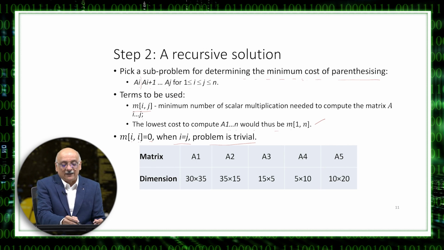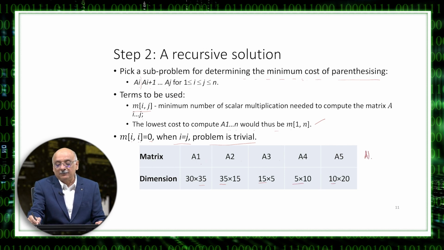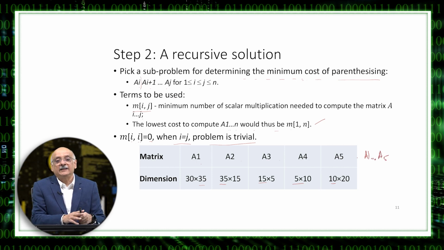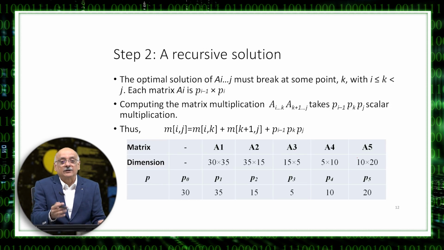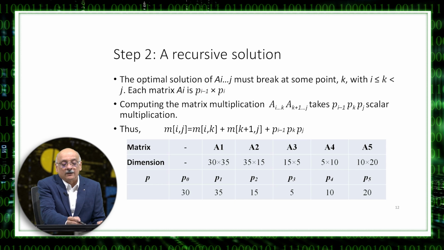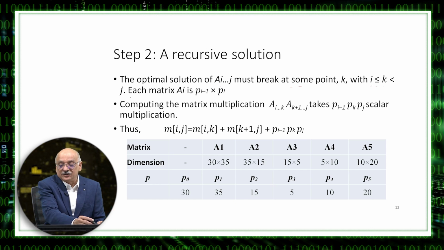An example here: if I have A1, A2, A3, A4, A5, which are conformable multiplying matrices, and I have to determine the product Ai till Aj, here A1 to A5, so we have to multiply all these matrices. How are we going to do it? The recursive solution is that the optimal solution must break at some point k, with k greater than or equal to i and less than j.